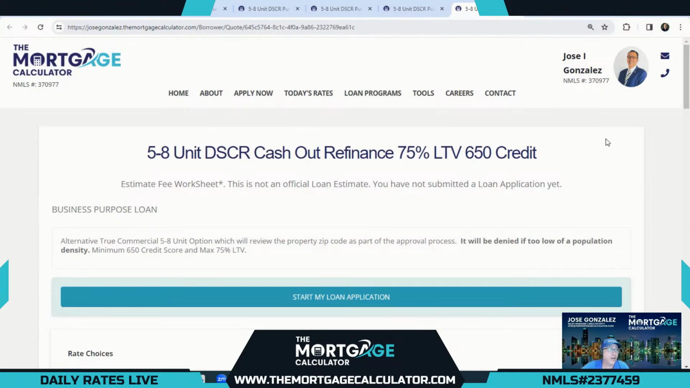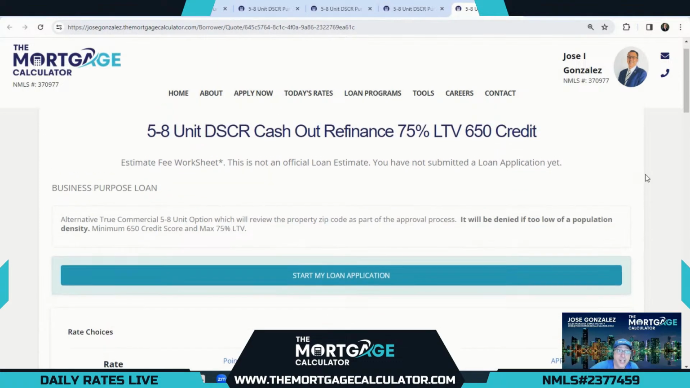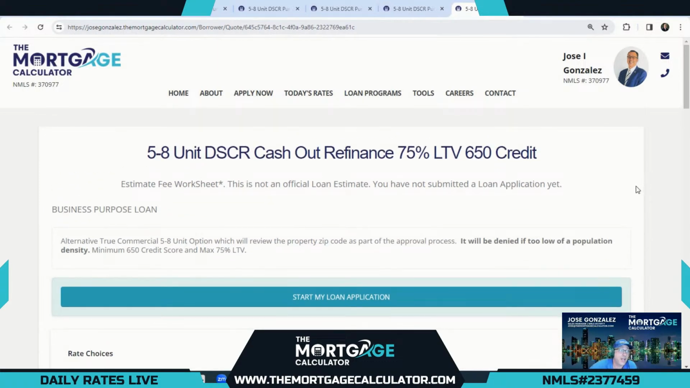Now, this is our option here that we have with a 650 credit score. That is the minimum credit score for this particular option. Now, what I will say about this high LTV for a low credit score option, besides the fact that they do allow 75% LTV down to a 650, this is also a no ratio DSCR loan. Basically, it's a no ratio DSCR loan for this option here, which definitely does help the qualifying.